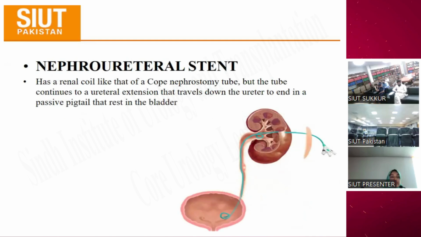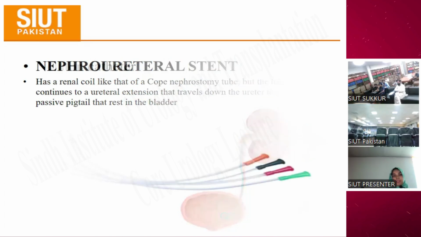Nephroureteral stent. It has a coil like that of a Cope nephrostomy tube, but the tube continues to a ureteral extension that travels down the ureter to end in a passive pigtail that rests in the bladder. The advantage of these nephroureteral stents is that when we are planning another setting of PCNL in the same patient, we can place them. As this has an extension into the ureter, we can pass a guide wire and easily make a track, so the patient doesn't need any other puncture. So it is usually used when we are planning another setting of PCNL in the same patient.